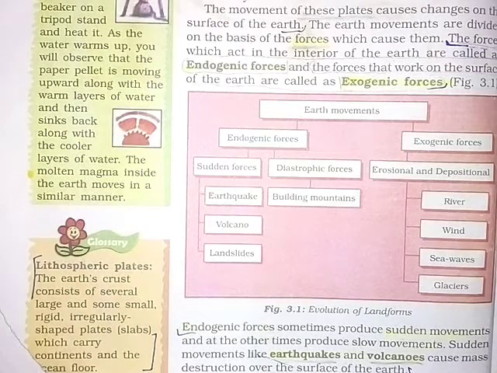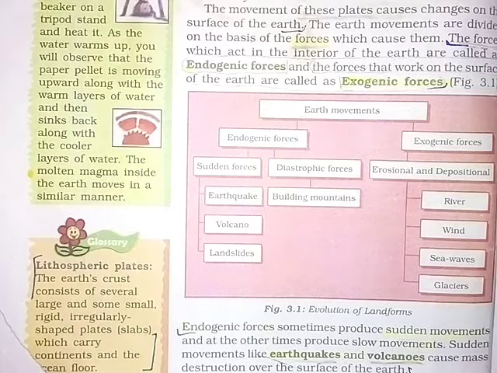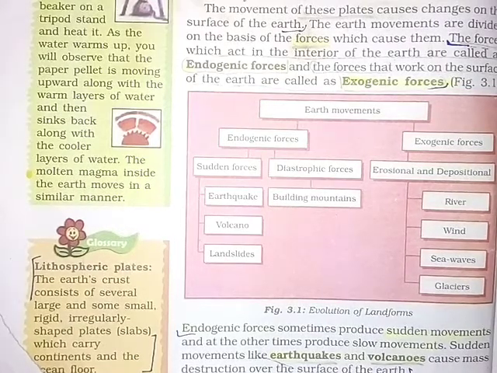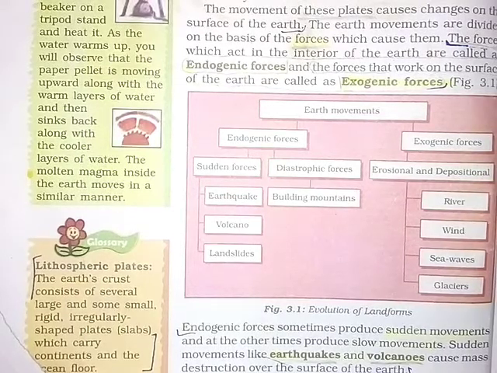Endogenic forces are of two types: sudden forces and diastrophic forces. Sudden forces are earthquake, volcano and landslide. Diastrophic forces are building mountains. Exogenic forces are erosional and depositional: river, wind, sea waves and glaciers.